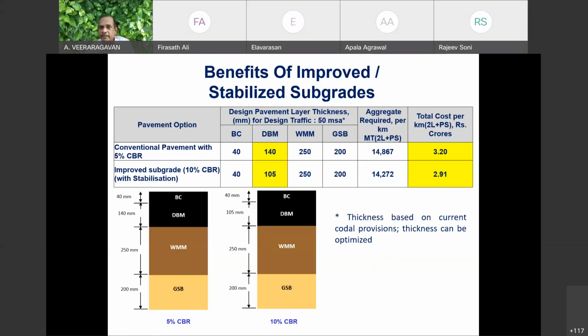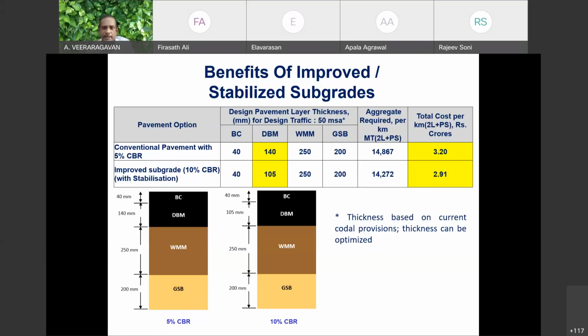What are the benefits? I can reduce the cost of construction from 3.2 crores to 2.91 crores. So straight away, I save nearly 29 lakhs per kilometer. So this you can think in terms of 59 lakh kilometers of road. By improving subgrade, you can bring in substantial benefits in terms of virgin aggregate consumption, initial costs.